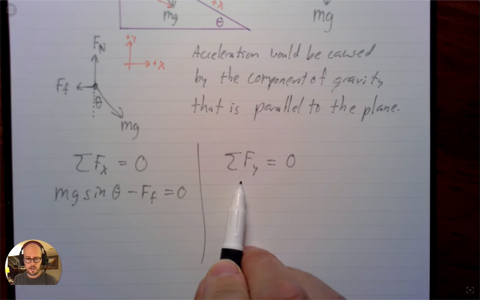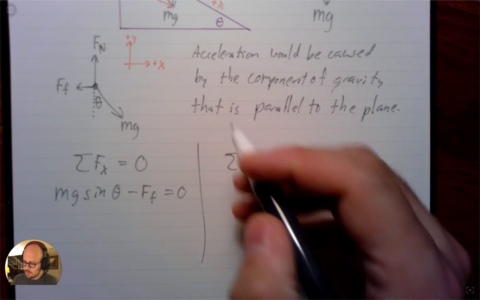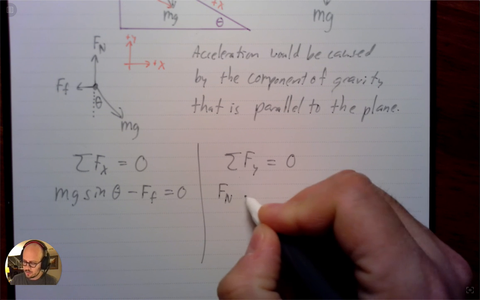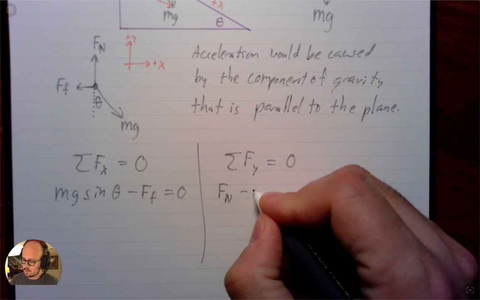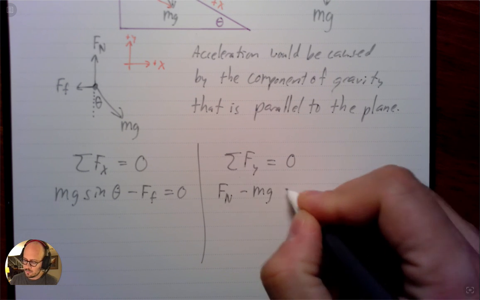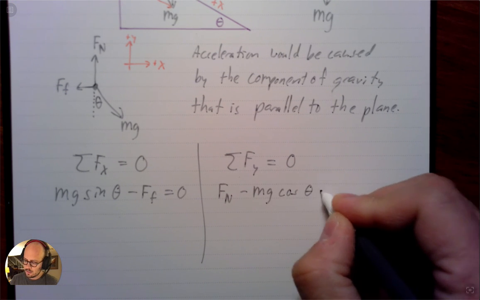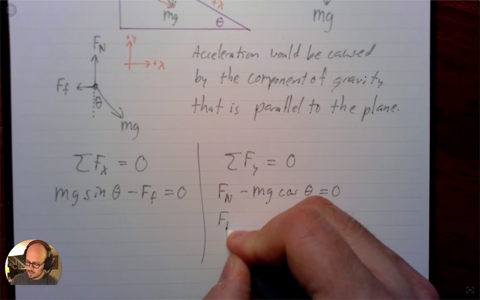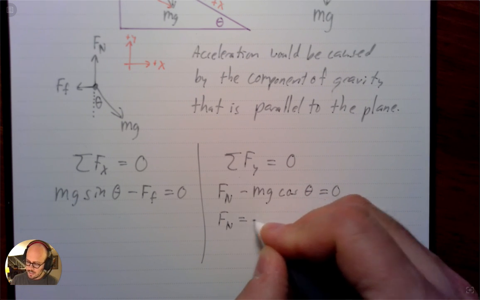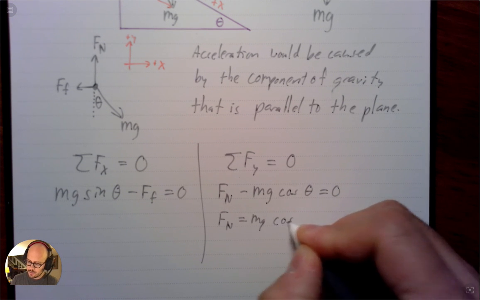For the y direction, it's very similar. The normal force is the upward force, and then the vertical component of the weight is the down force. So the normal force minus mg cosine theta equals 0. The significance of this is that it means the normal force is equal to mg cosine theta.